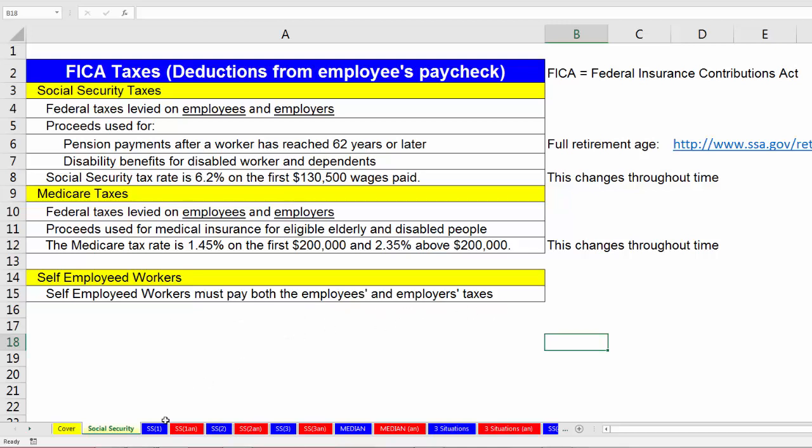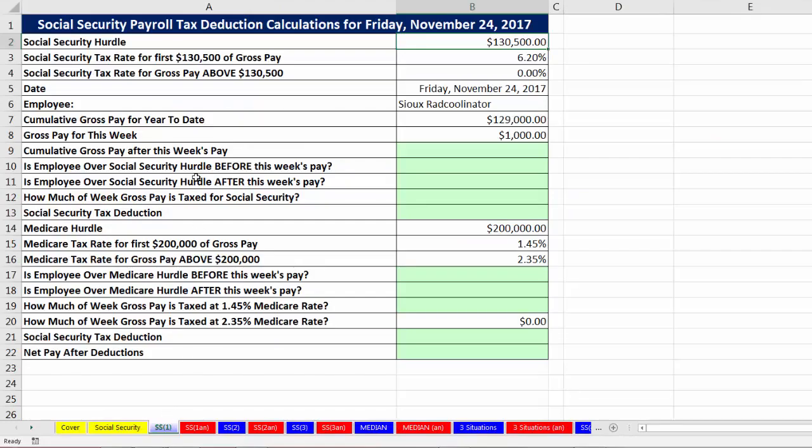All right, let's go over to our first example. I'm going to click on the sheet SS1. All right, so our first employee is Sue Radcoolinator. This is for the paycheck on Friday, November 24th, 2017. I've already listed Social Security hurdle, the first tax rate that will be used for everything up to and including that amount, and then the tax rate for above.